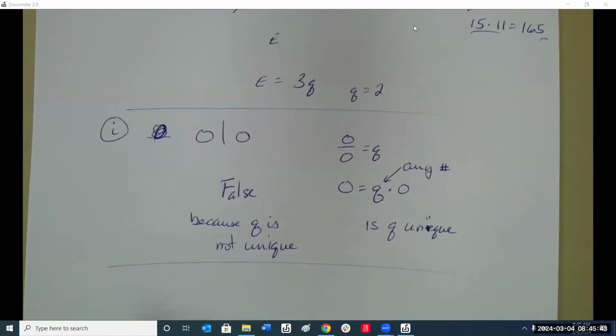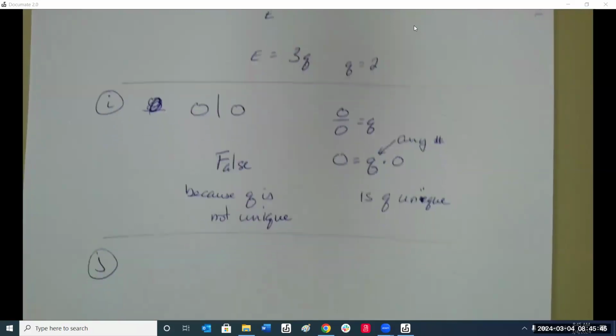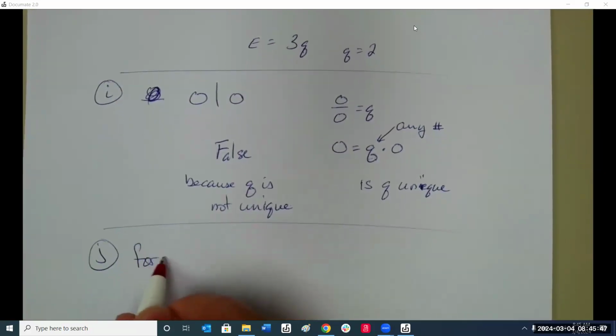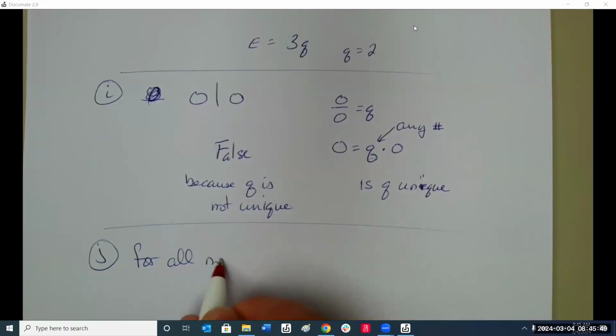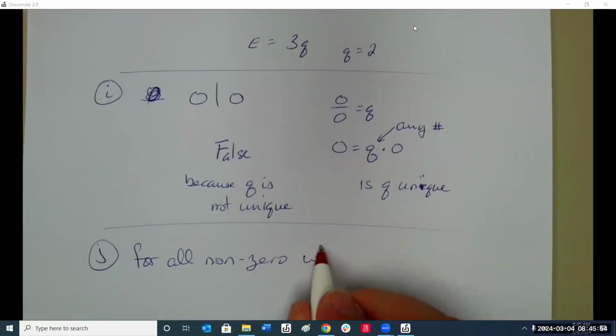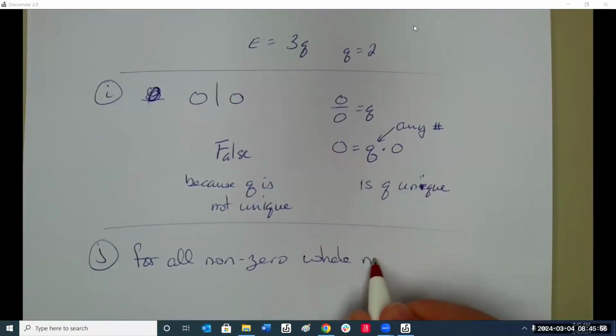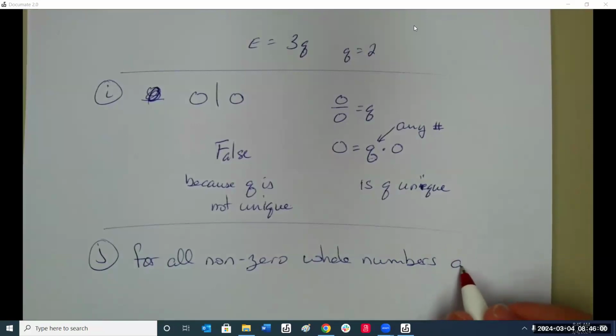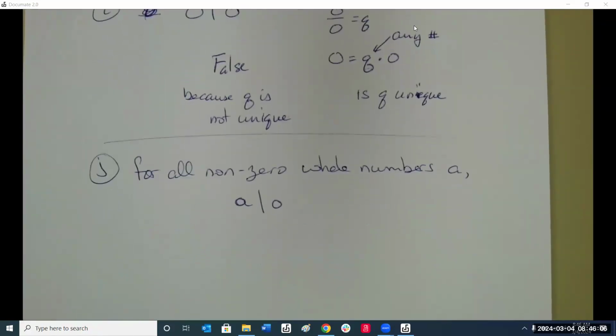And we have one more. J. For all non-zero whole numbers, A divides 0.